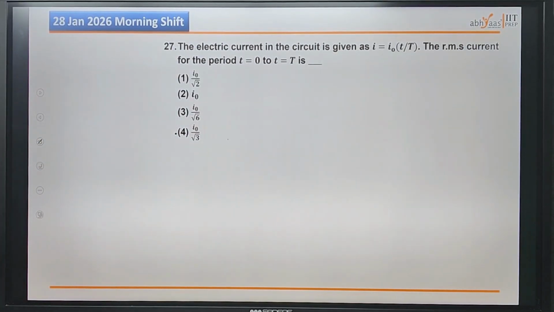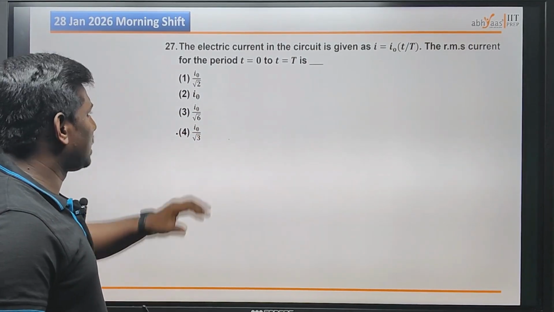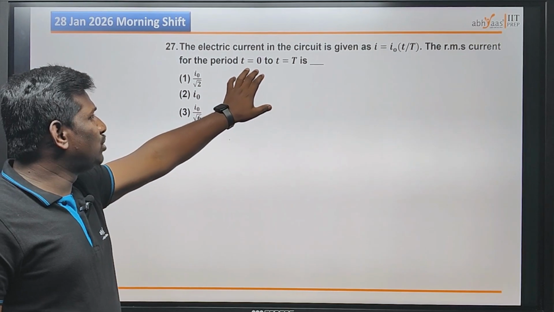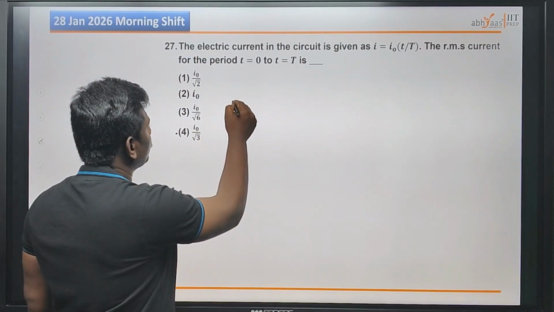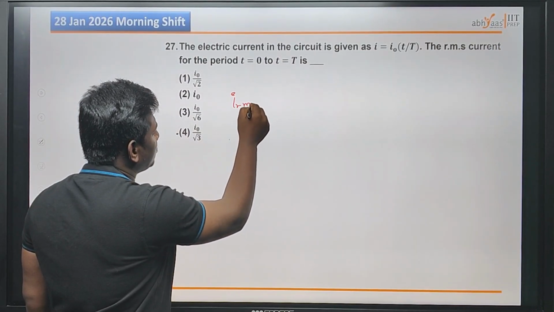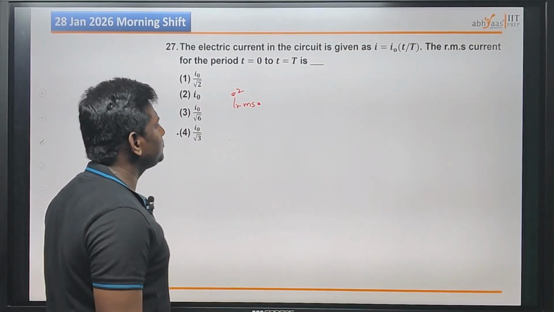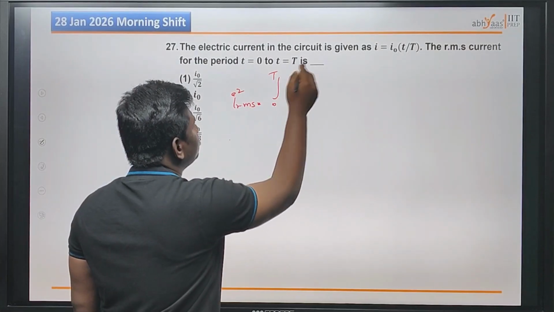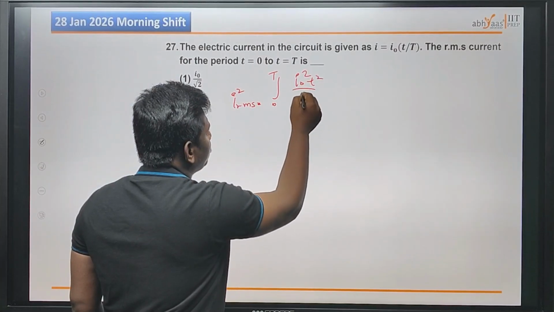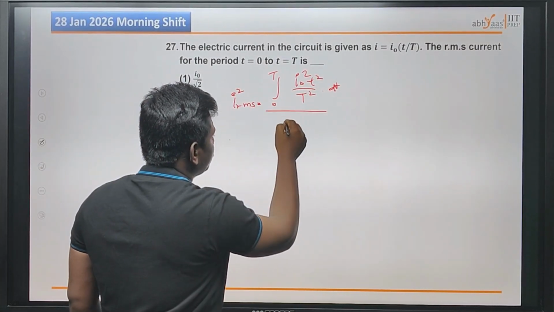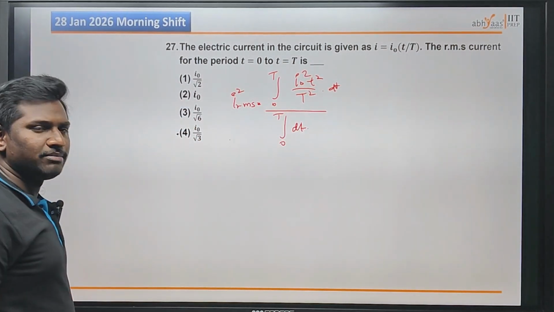Okay. Next one. The electric current in the electric circuit is given as I. They have given the RMS current for the period T equal to 0 to capital T. So see, I RMS square can be written as integral 0 to T of I square, I am writing I naught square t square by capital T square into dt, divided by integral 0 to T dt. This is our I RMS.